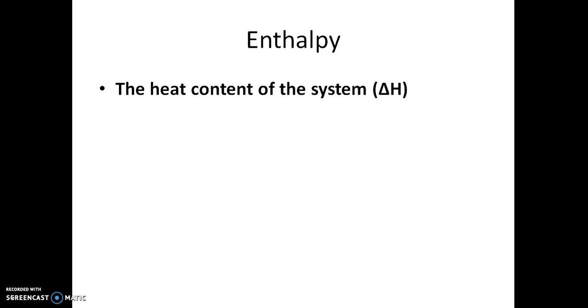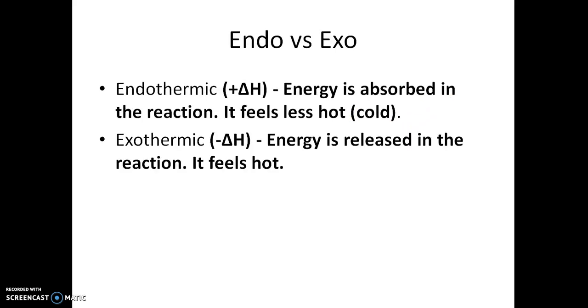Enthalpy is the word that we use to describe how much heat is contained in a system. So for instance, when you're talking about a chemical and how much heat it can produce when it breaks apart, that's what we call enthalpy. And the symbol for enthalpy is delta H. Don't ask me why it is not E. I don't know, but it's H.